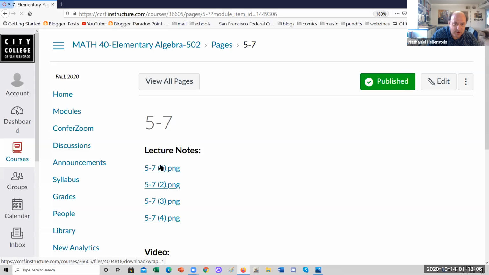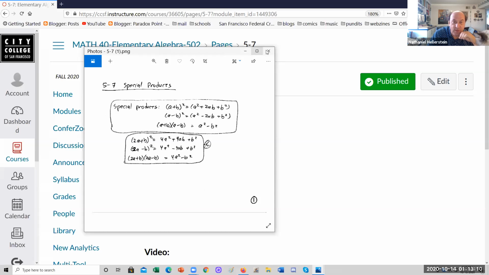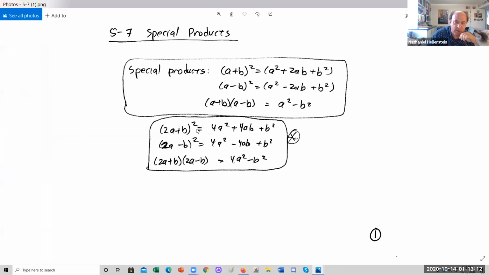Today's session will be about, well, 5/7 special products. This is really quite simple. Squares of sums, squares of differences, and sum times differences. The formula is pretty simple. The square of a sum is a square plus twice a product plus a square. Square of a difference is almost the same: square minus twice a product plus a square. And a sum times a difference is a difference of squares.